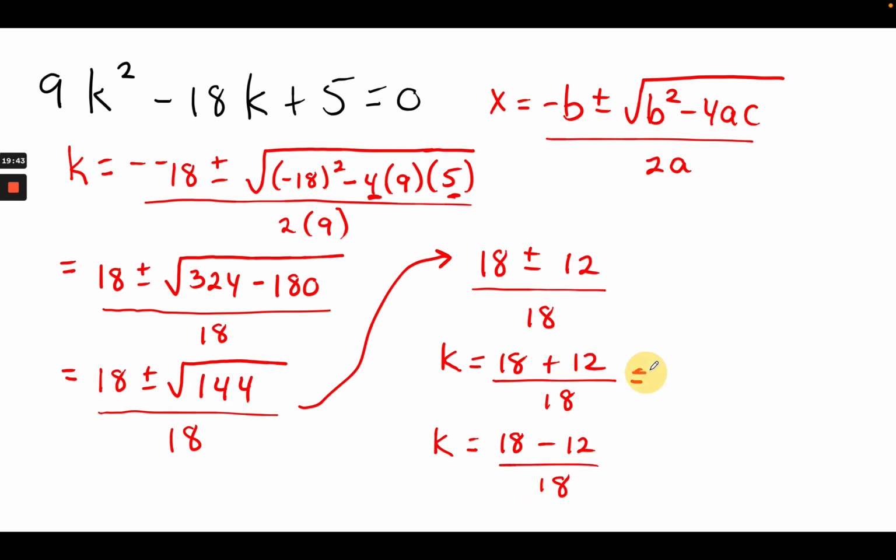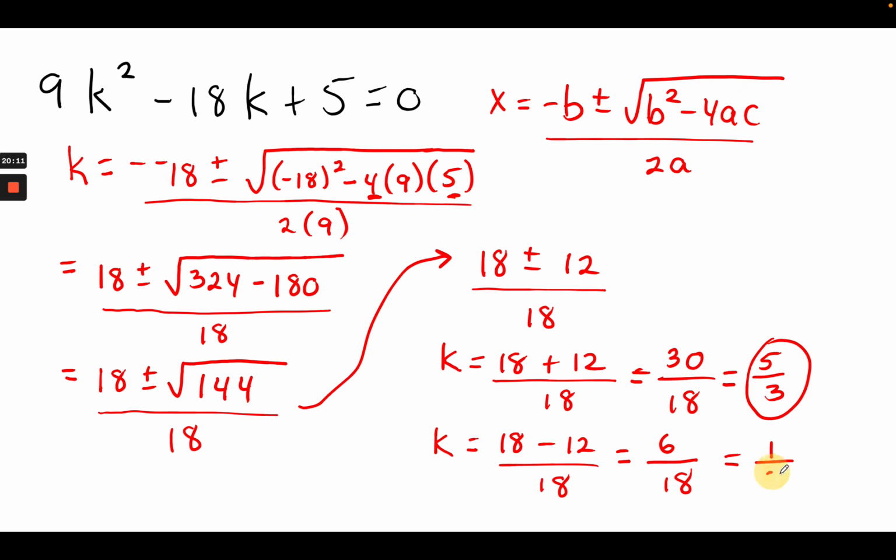So let's see, this is 30 over 18. So 6 goes into 30 5 times. 6 goes into 18 3 times. So we get 5/3. And then down here, 18 minus 12, that gives me 6. So 6 over 18 is 1/3. Okay. Okay, let's look at the next one.